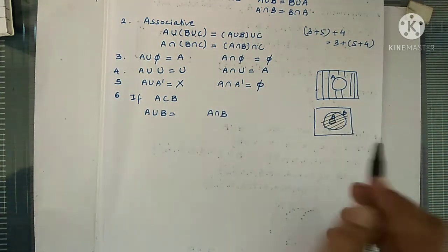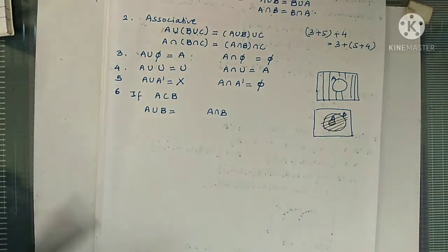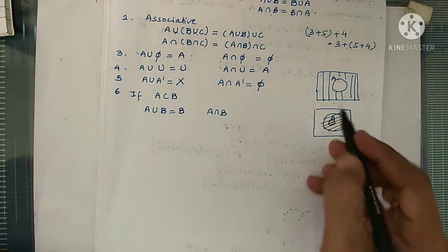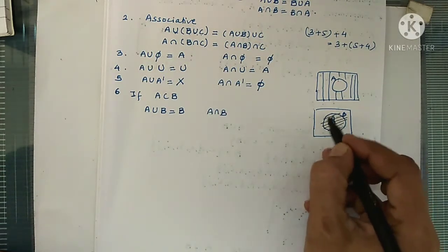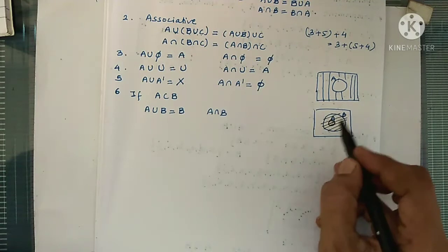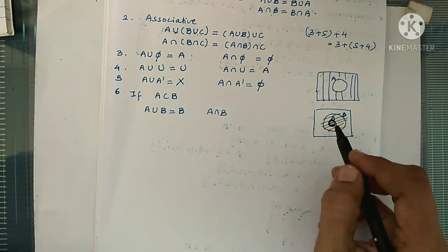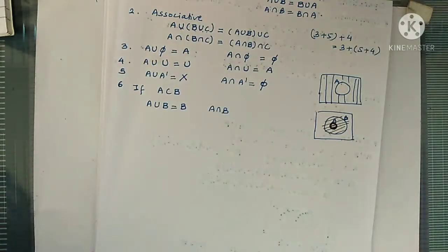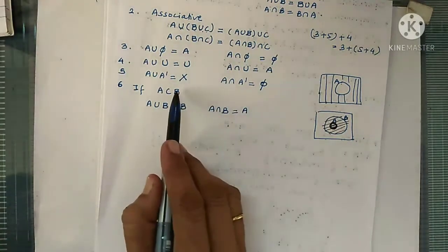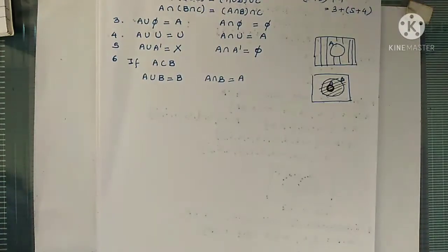So while shading B, A also gets shaded. So we get the full circle B here. So A union B is B if A is a subset of B. And what is A intersection B? A intersection B is the common portion of A and B. But as A is contained in B, the common portion of A and B is A itself. See, B contains A. Therefore, the common portion of A and B is A. So if A is a subset of B, in that case, their union is the bigger set and their intersection is the smaller one. So this is property number 6.